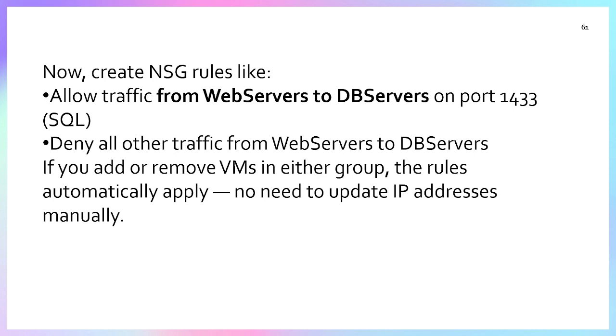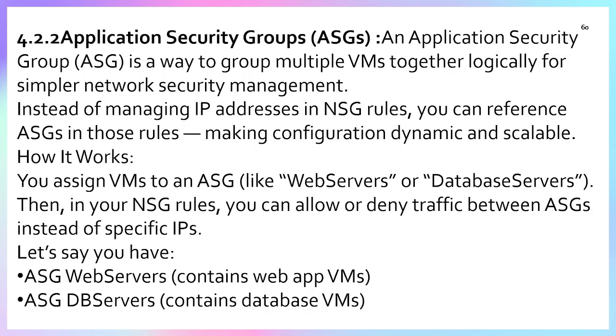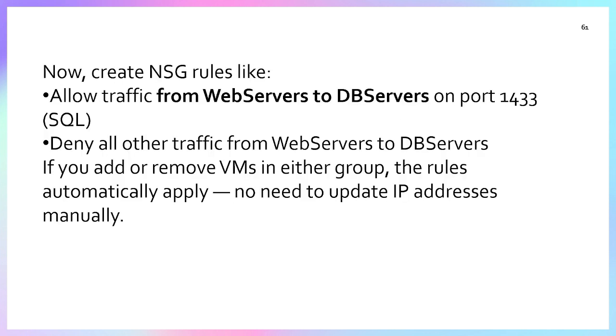So this is the way we can do your work very easily. Create the ASG. Inside the ASG, create the set of rules. And if you want to add or remove any VM, then what you have to do? You have to put it in that ASG only, and the rest will be done by the ASG. So this is called ASG, Application Security Group. I think now everything is clear about the ASG and NSG.